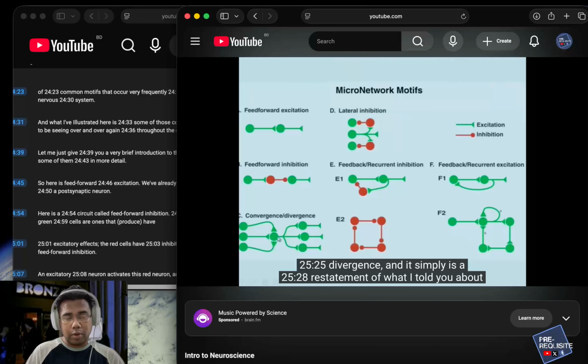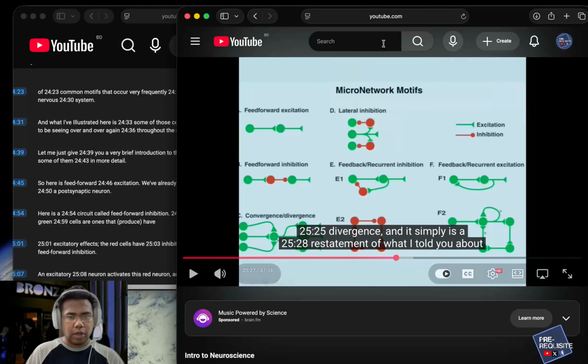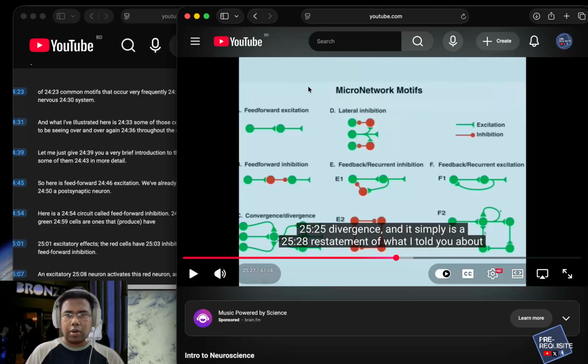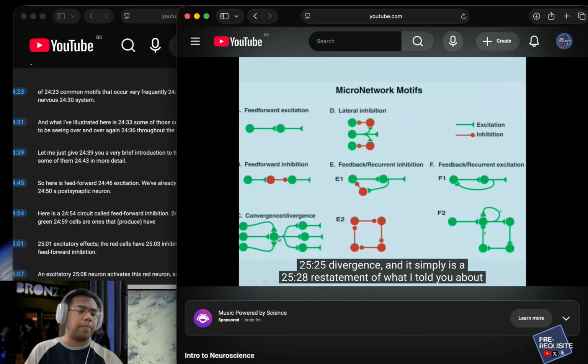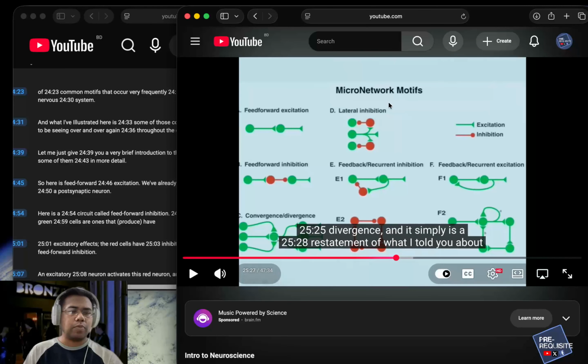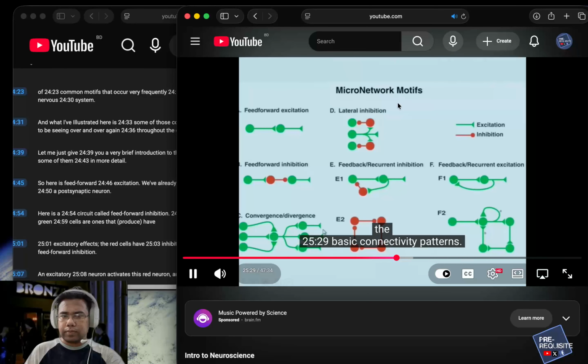A higher pixeled one would be to imagine or picture the brain as a network of computers, each doing special complicated tasks. So I think the language game here matters. The comparisons or the mode of comparisons are tech and computer alike. This is a restatement of what I told you about the basic connectivity patterns.